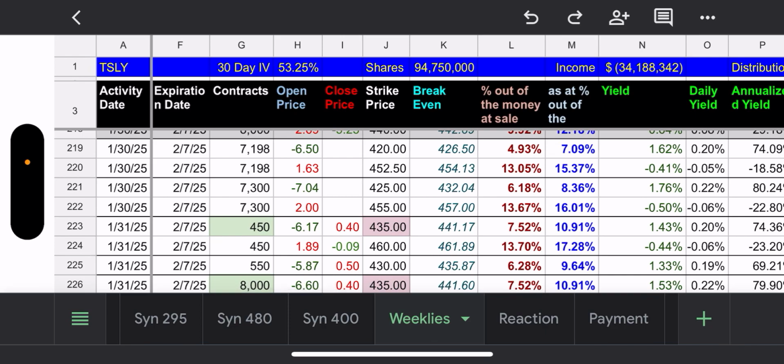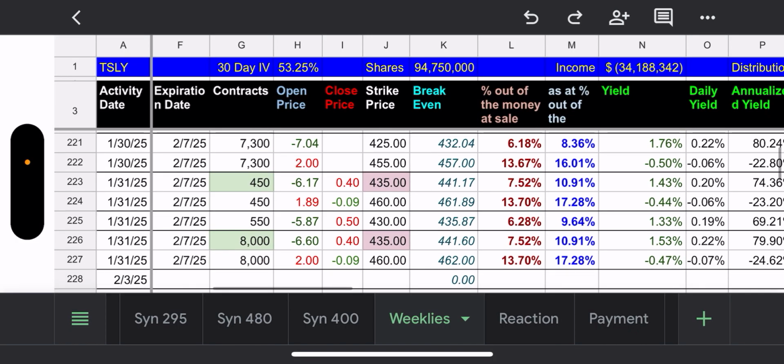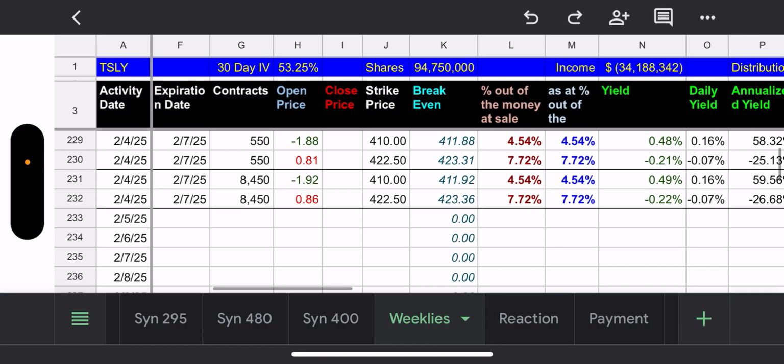7,198 contracts, 420 strike price, 7.09% out of the money. 7,300 contracts, 425 strike price, 8.36% out of the money. So yeah, single digit. Now, upside, not like the day before. 550, we talked about 550 contracts plus the 8450. Both 410s, 4.54% out of the money. So things just got a little tighter.